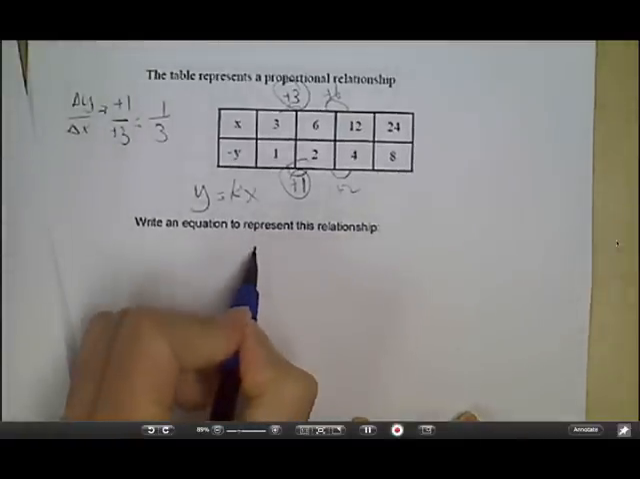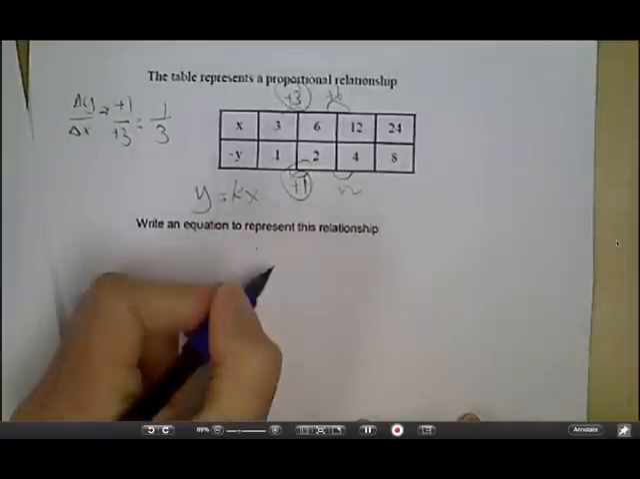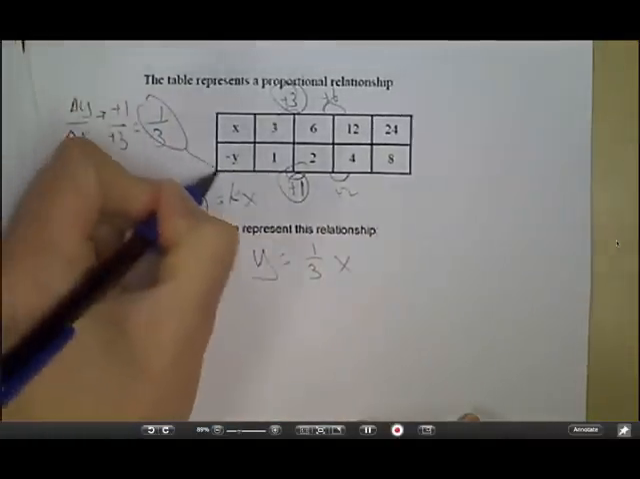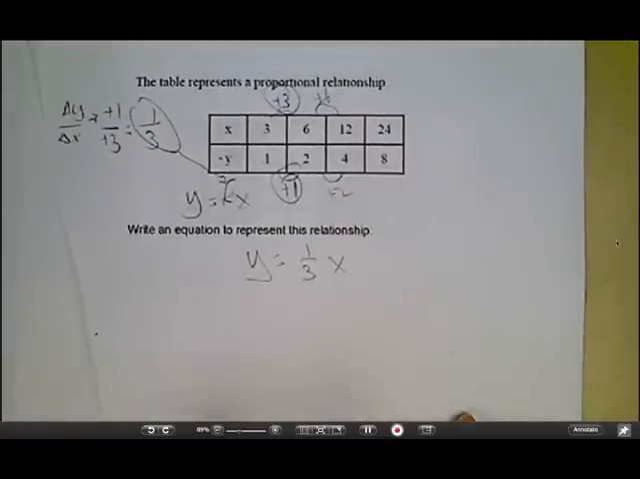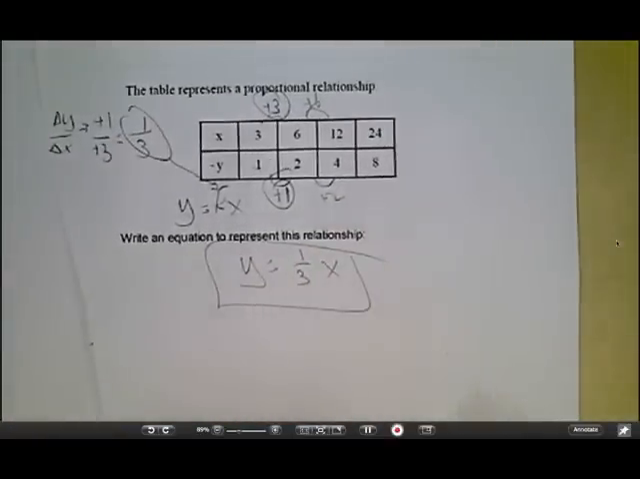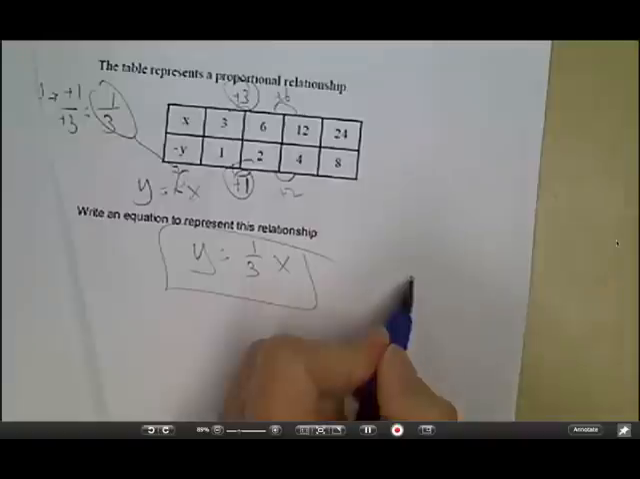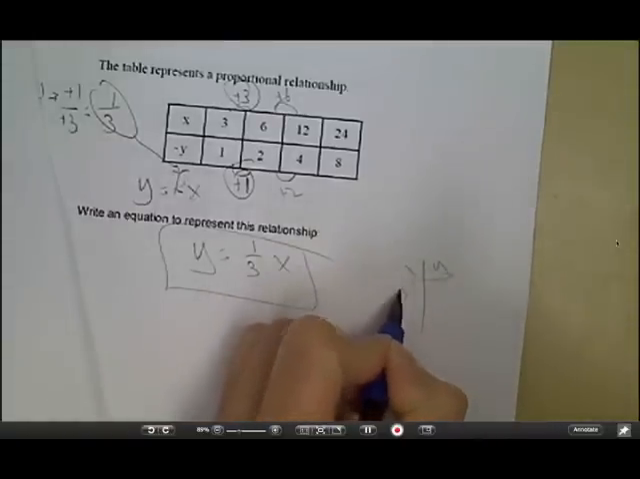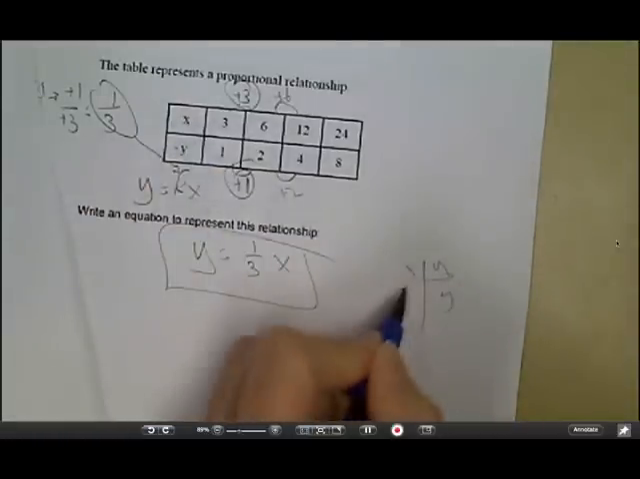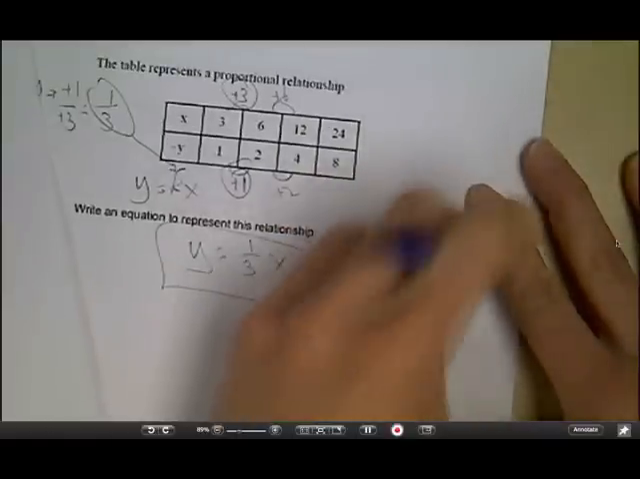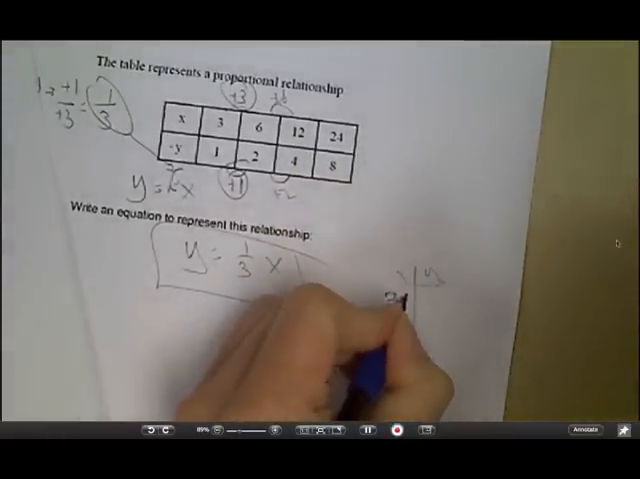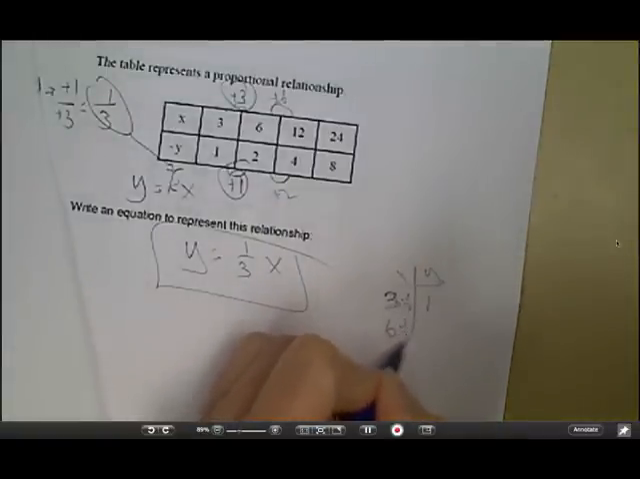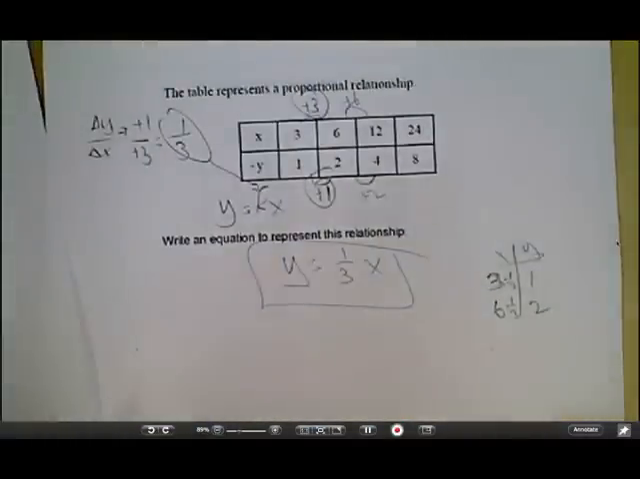So my relationship here is y is equal to 1/3 x. All I'm doing is taking the slope and replacing my k with that number, and my equation is y is equal to 1/3 x. You can quickly check your work. You can build another t-table if you want, with x and y. We got x is 3 from this, and y is 1. Well, I know that 3 times 1/3 does equal 1. Same thing with 6. 6 times 1/3 does equal 2. So my equation makes it proportional.